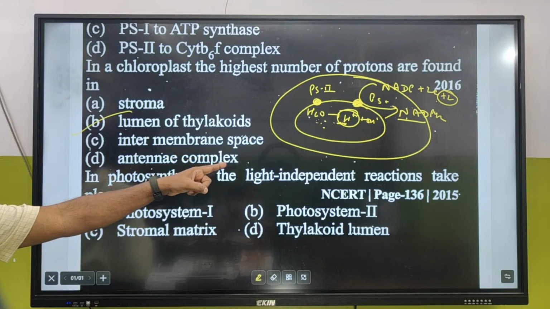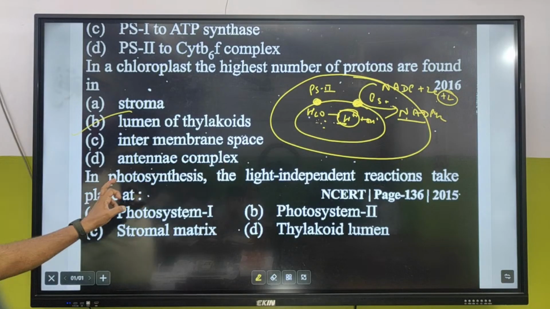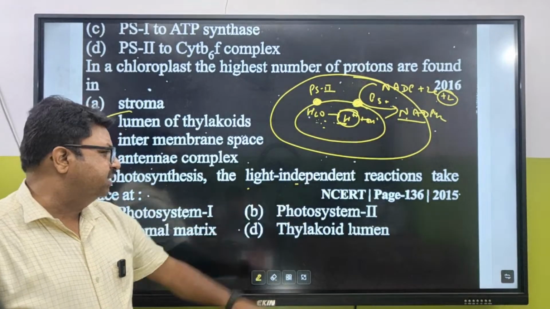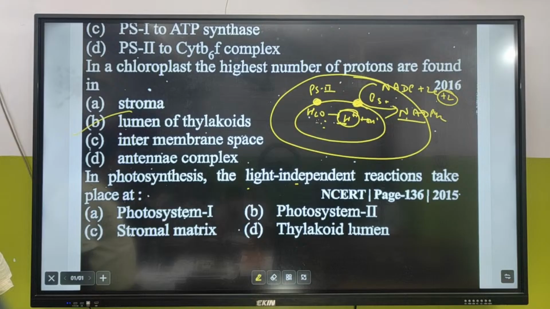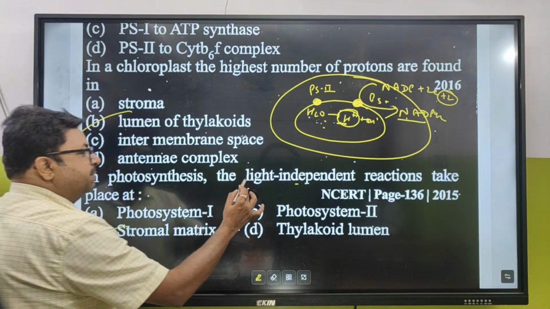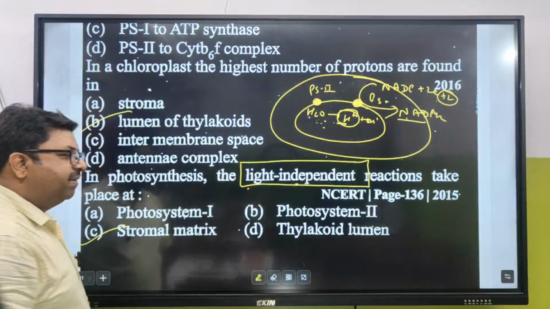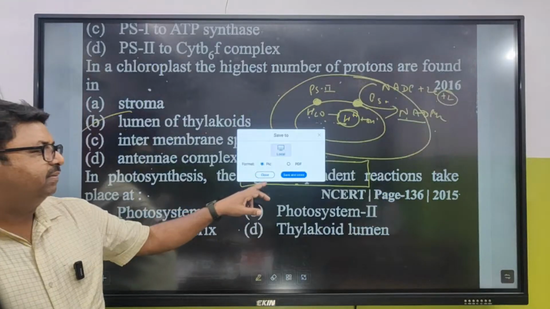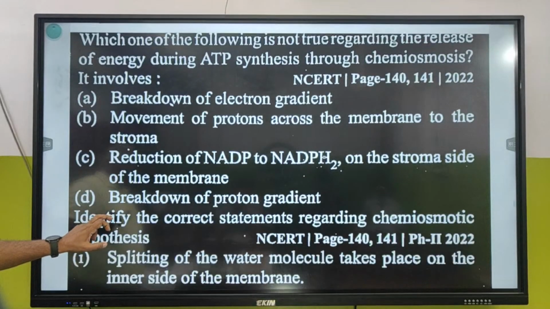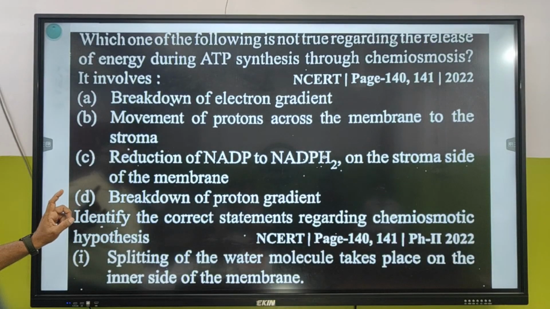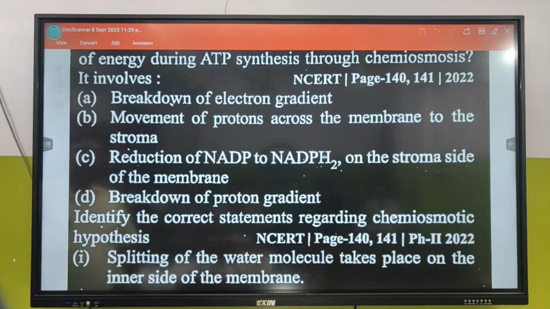Do you remember? Last day's class. Come on, in photosynthesis the light independent reactions take place. Ayushi, tell me. Light independent reaction takes place at the stromal matrix. Light independent is what? Dark reaction takes place where? Not true. Read carefully, okay? Come on, faster.